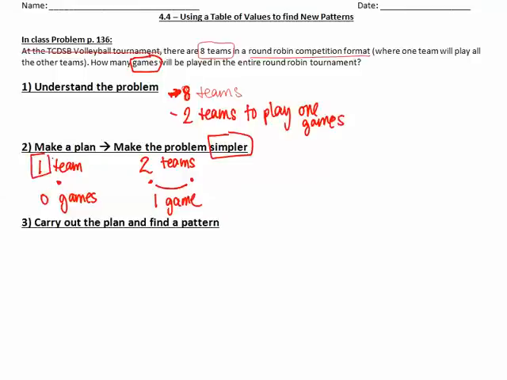Well, let's try to see if we can find a pattern. We have 0 games, 1 game. Maybe we have a pattern. Well, let's look at 3 teams. Team A, Team B, and Team C. I'll just label them just so that we know what we're talking about. Team A will play Team B. Team B will play Team C. And Team A will play Team C. Those are the only combinations that I could have of those 3 teams. And the number of connections I have are 3 games.